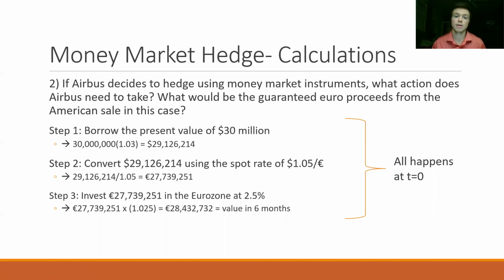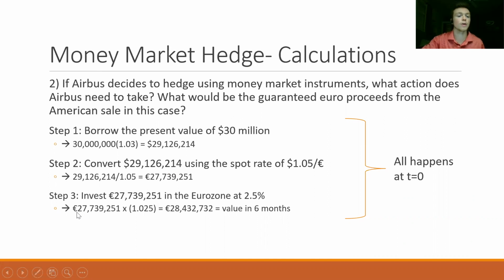Step two is to convert that present value that we just borrowed, that amount that we just borrowed, using the spot rate of $1.05 per euro, convert it to euros. And with that, we'll get 27,739,251 euros. And then step three is to then invest that amount in the Eurozone at 2.5%.